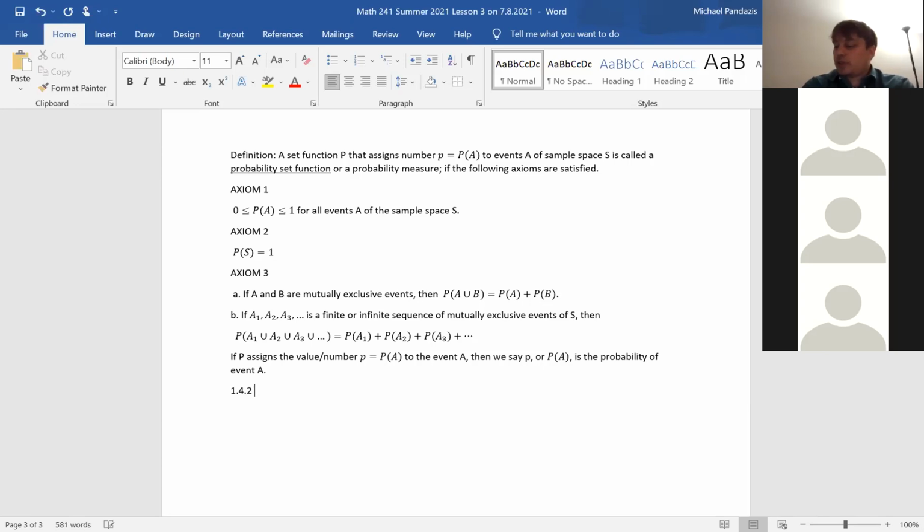Okay, so 1.4.2 is on elementary theorems.